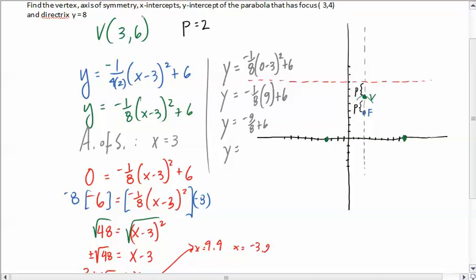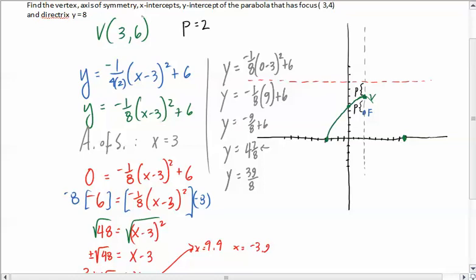So if I combine negative 1 1/8 plus 6, I get 4 and 7/8, or 39/8. Now the y-intercept is much easier to understand if we just consider that it's 4 and 7/8. So let's see if that ends up looking like the right position. 1, 2, 3, 4 and 7/8. Bingo. So there's the shape of my parabola, right?